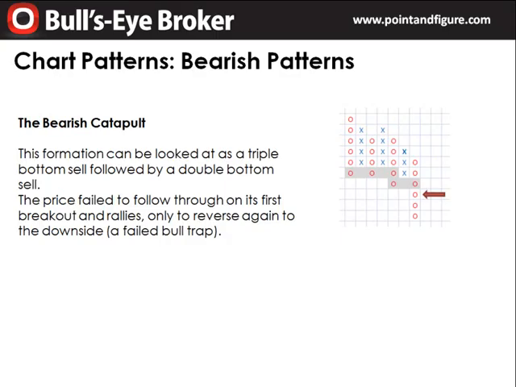The bearish catapult. This formation can be looked at as a triple bottom sell followed by a double bottom sell. The price action failed to follow through on its first breakout and rallies, only to reverse again to the downside. A failed bull trap.